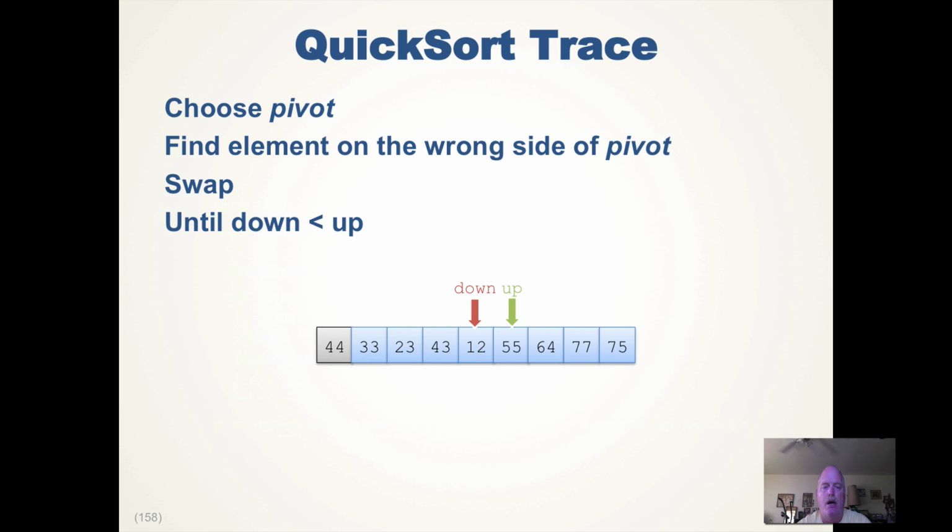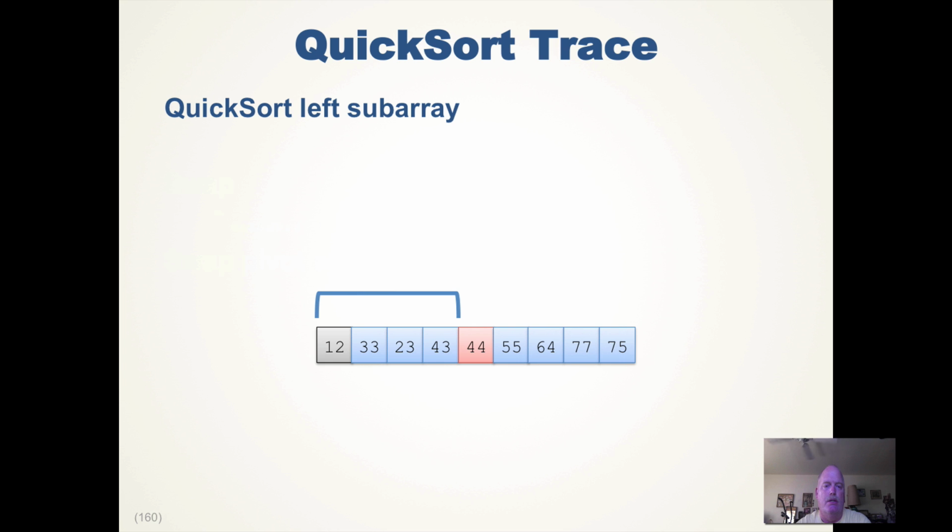So now we can swap 44 with 12, and 44 is now in the right place in this array because all the values to the left of it are less, all the values to the right of it are greater. So we have sorted 44, and now we can do QuickSort on the left side and do a QuickSort on the right side. So we're going to QuickSort the left array, and in this case the pivot 12 is less than, so we're done.